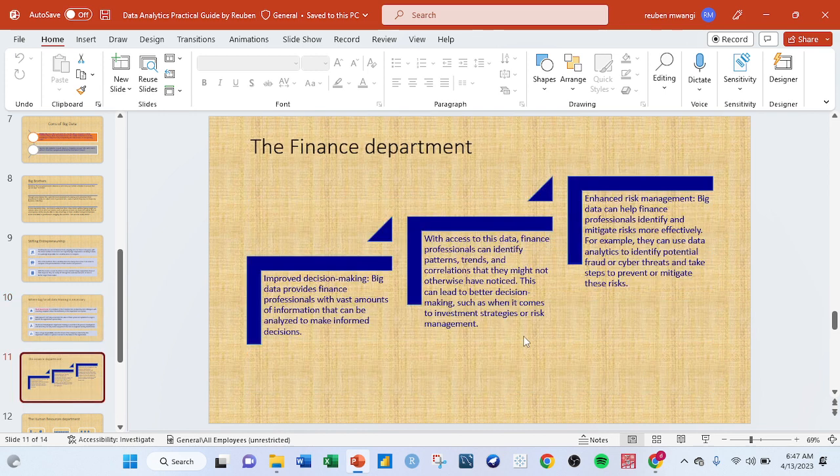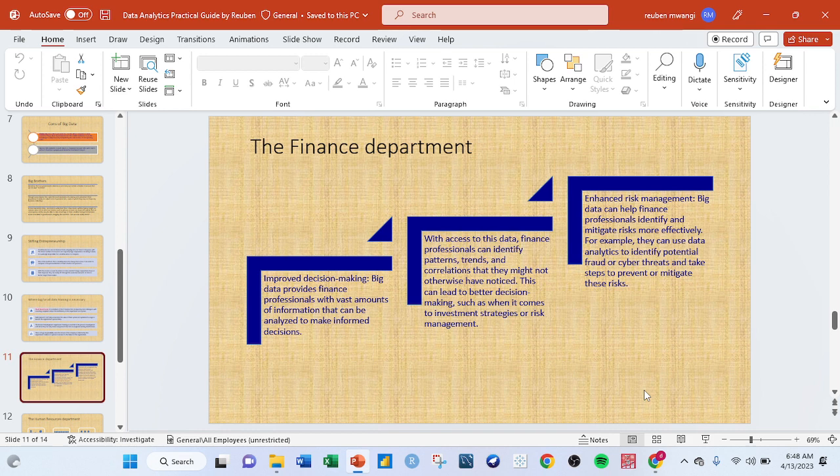The other one is the finance department. Why do we need to train the finance guys on how to handle big data or even data itself? Number one is to improve decision making, because data provides finance professionals with a vast amount of information that can be analyzed to make informed decisions, for example who to give a loan and who to deny a loan. With access to this data, finance professionals can identify patterns, trends, and correlations that might not otherwise have been noticed. This can lead to better decision making, such as in investment strategies and risk management. You're even able to identify the best route to follow, the one with minimal risk as compared to others.